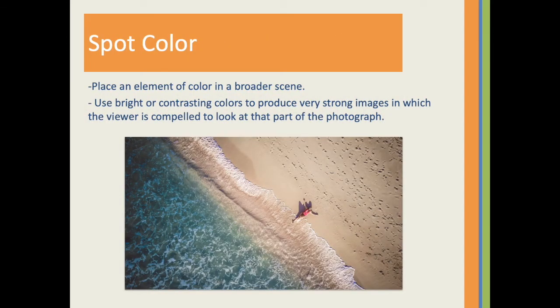Spot color. Well, that's very easy. When you have a very broad scene, you can place a bright or contrasting element of color to make it more interesting and attract the viewer's attention to that point in the photograph. And that's a very self-explanatory example here in this image.